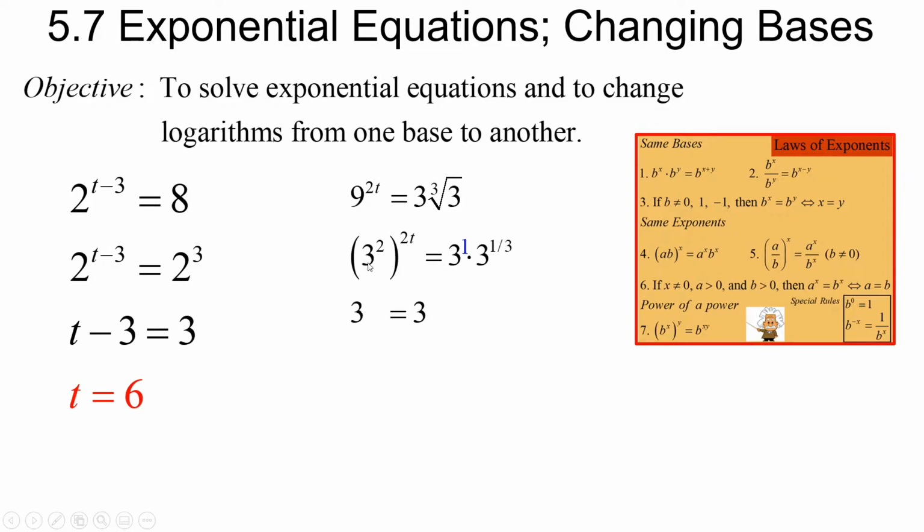On the left, power of a power. This would be 3 to the 4t power. And on the right, 3 to the first times 3 to the 1/3. We would add those exponents to get 3 to the 4/3. And now 3 to the 4t can only equal 3 to the 4/3 if 4t equals 4/3. Divide both sides by 4, and you get t equals 4 over 12, which we will reduce to 1/3. And that's exponential equations solving, getting same bases.